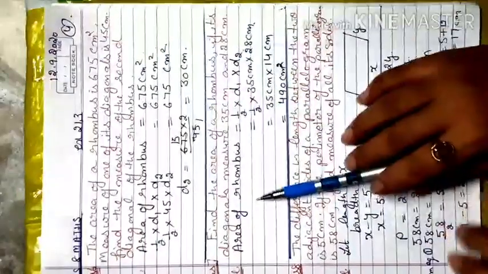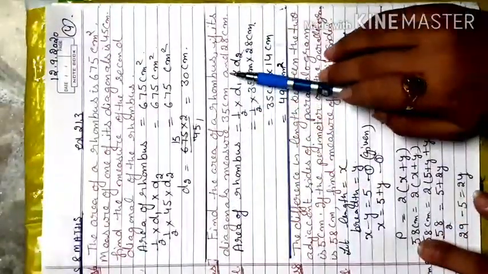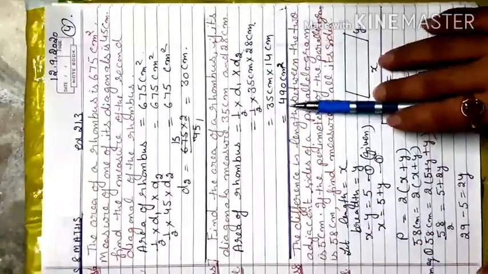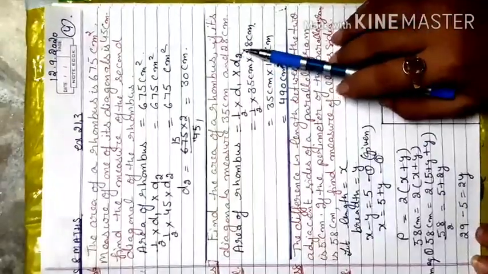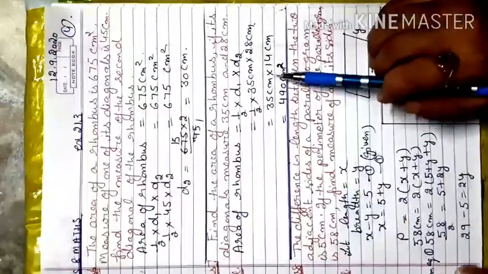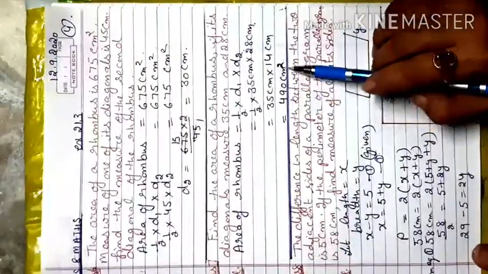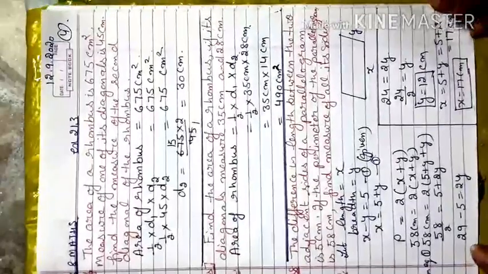Now you have to find the area of the rhombus. If the measurements of two diagonals are given to you, how will you find the area of rhombus? You just multiply the two diagonals with each other and divide by 2 according to the formula. 490 centimeter square is your required answer.